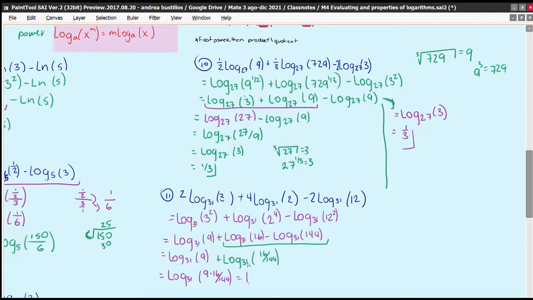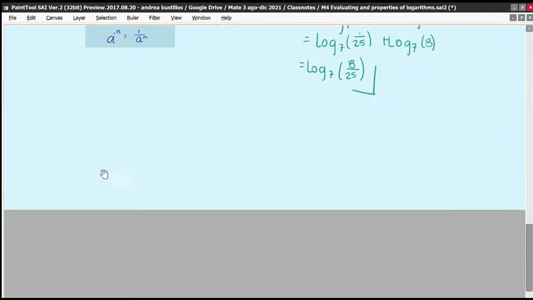And from here, you have to know that 9 times 16 is 144. Thus, 144 over the same number is 1. And what power can make any number into 1? The answer is 0. Any number to the power of 0 is 1, meaning that this is the end of this simplification. Let's look at some harder examples.